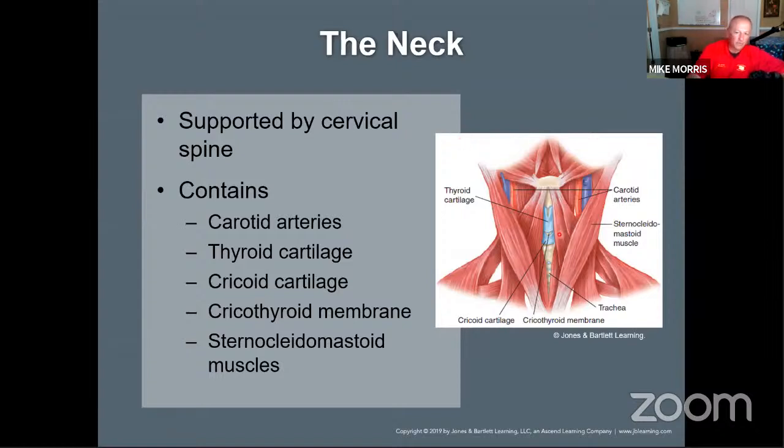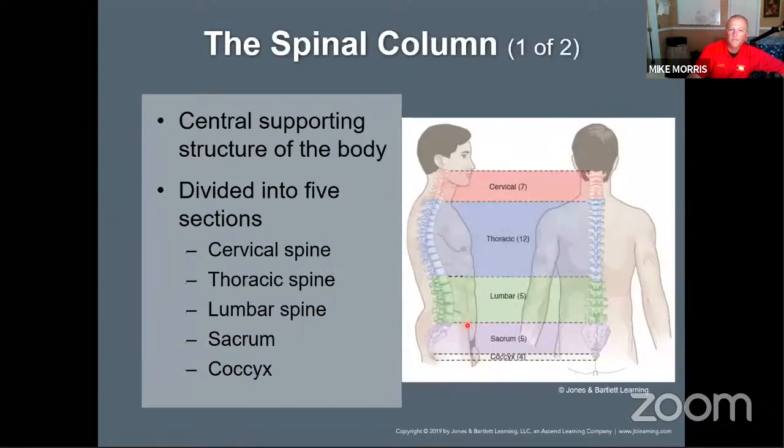You have to know about the thyroid cartilage. Here's your carotid arteries. You already know about that. Your sternocleidomastoid muscles. These are used for breathing. There's your trachea. We already talked about how important it is to know this.